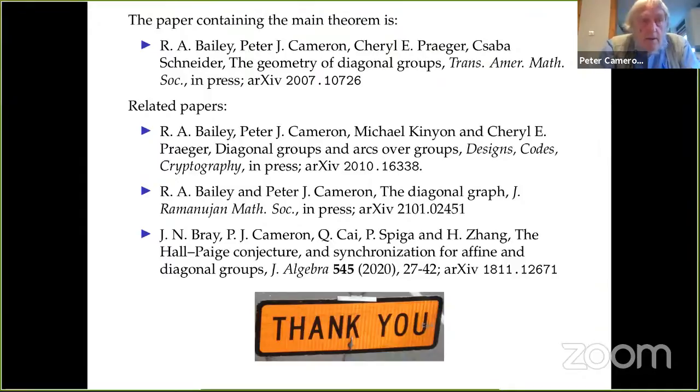Yes, that's right. If you fix a partition, then you have these two groups. And the whole group of all the permutations is built out of those by this wreath product construction. So if you specify the group permuting the parts and you specify the group acting on a single part, then the wreath product of those two groups is the largest possible group that you can have fixing the partition. That's correct.